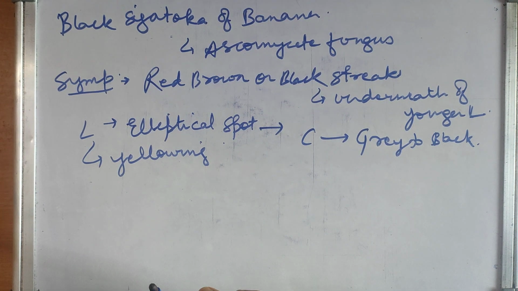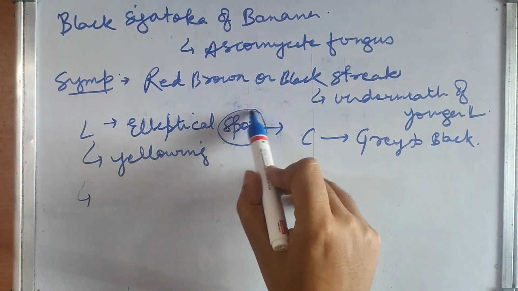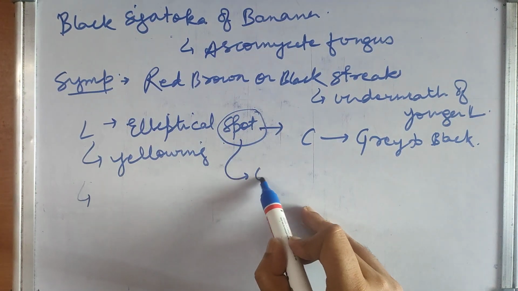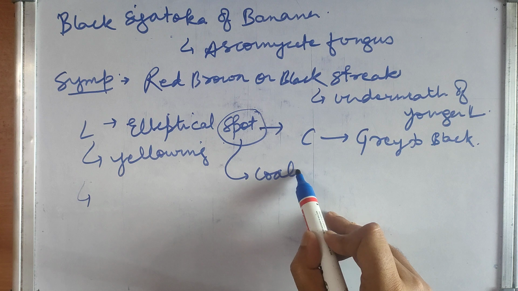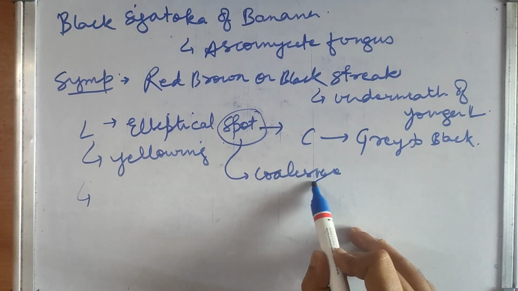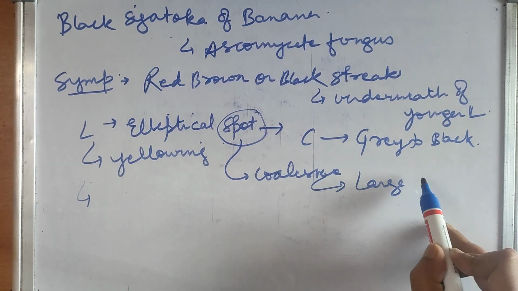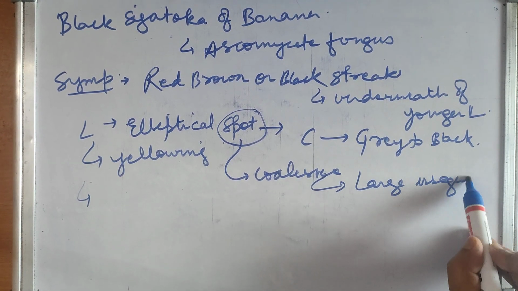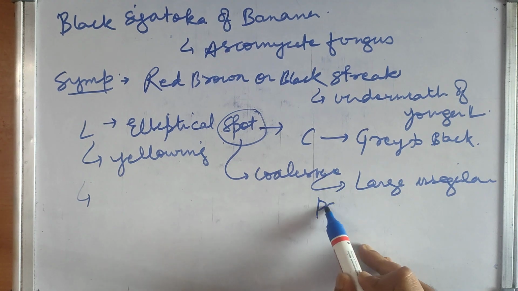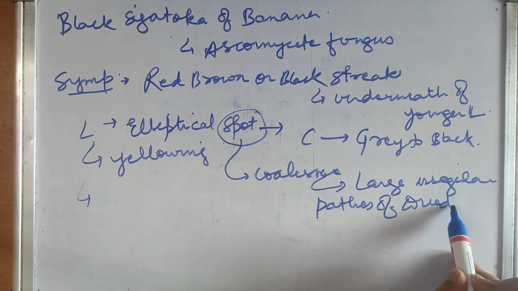Spots often coalesce to form large irregular patches of dried tissue. Coalesce means they will merge together and form large irregular patches of dried tissue.